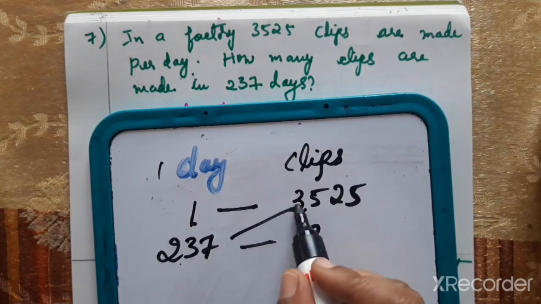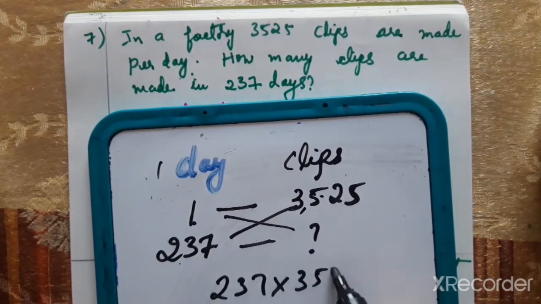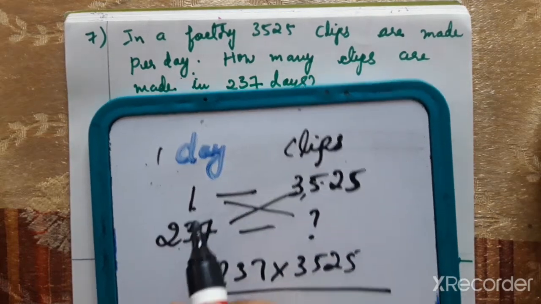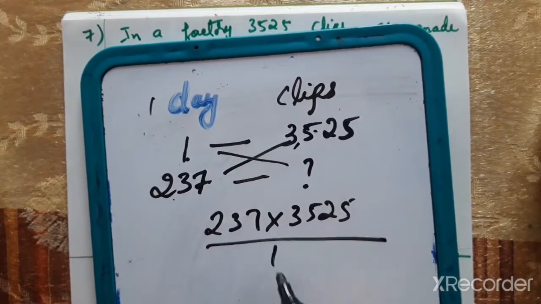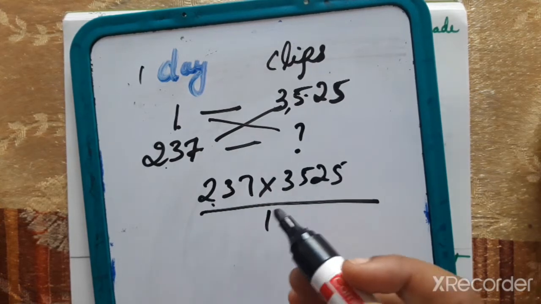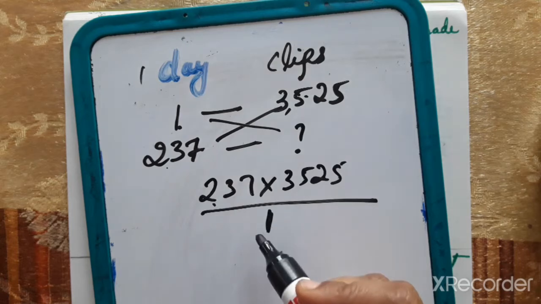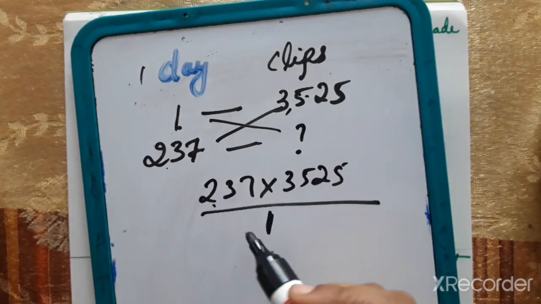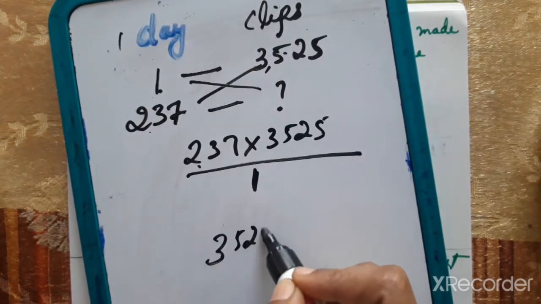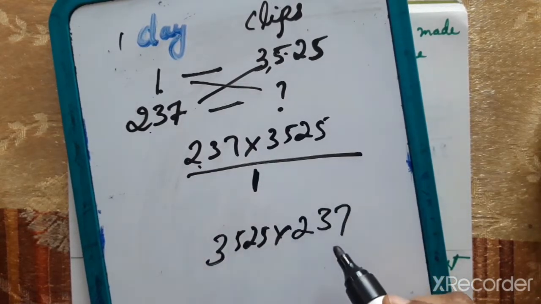237 days, how much? So cross multiply 237 into 3525 divided by 1. If it is 1, no need to write, we can directly multiply. If it is greater than 1, we have to consider that number and divide by it. Okay, 1 means we can multiply 3525 into 237 directly.